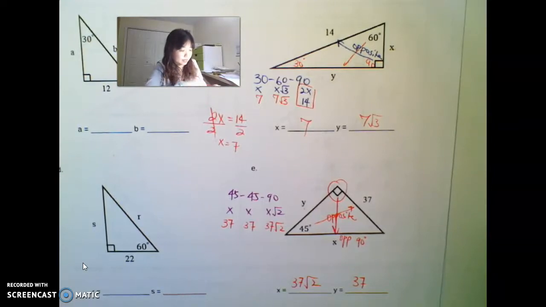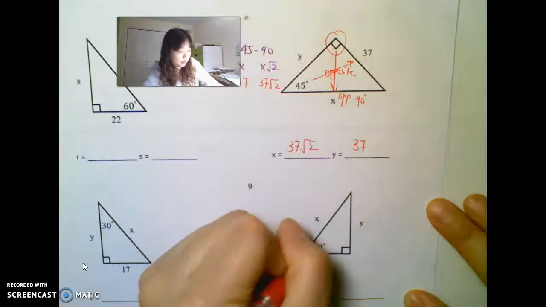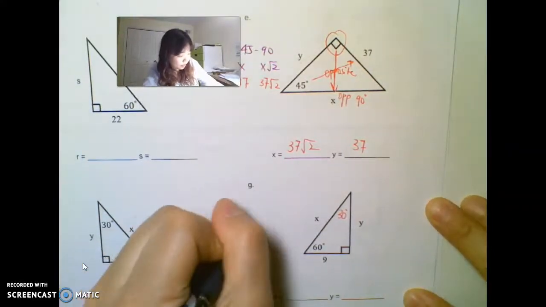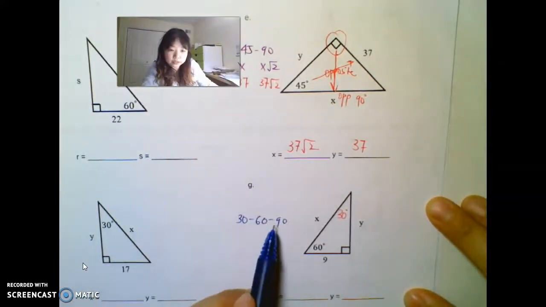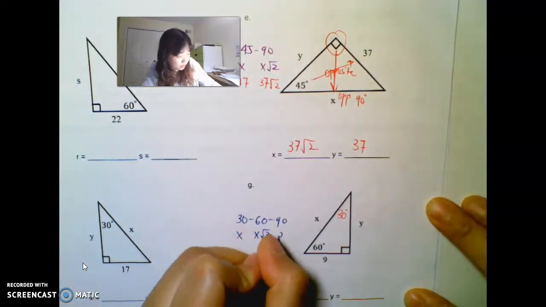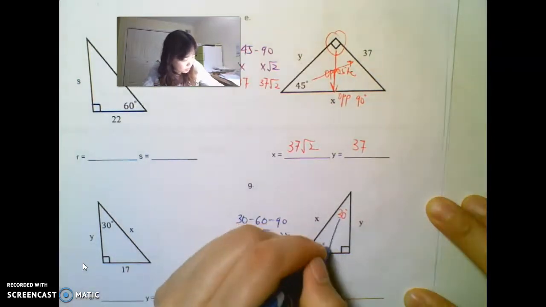All right, let's do a couple more here. G. That would be 30, 60, 90. So we need 30, 60, 90. I get lazy and I don't put the degree symbol, but you know what I mean. x, x root 3, 2x. That's just a ratio. Now, what did they give us?